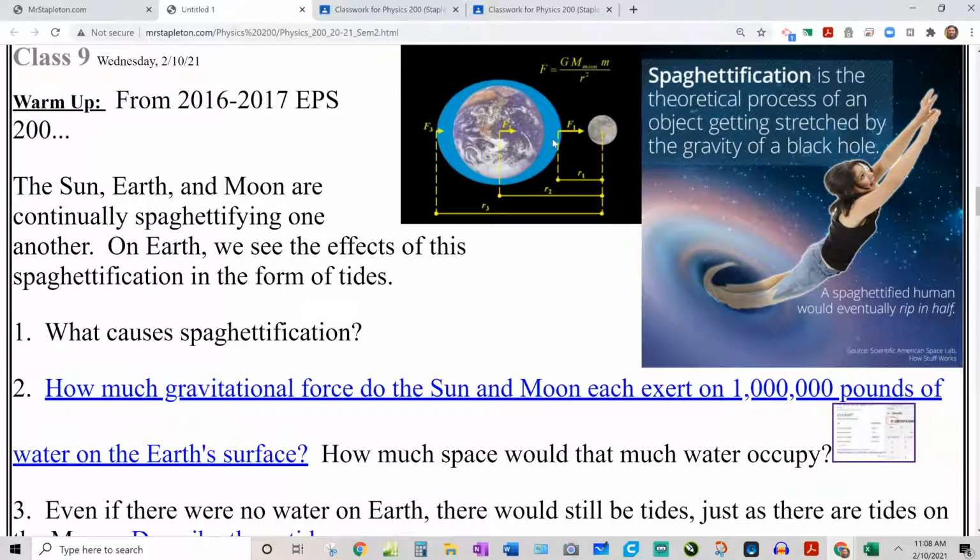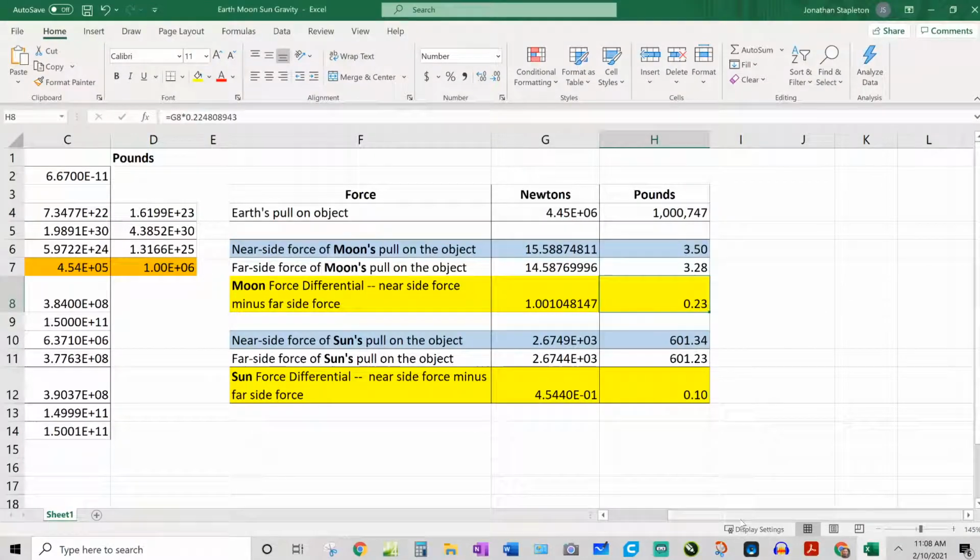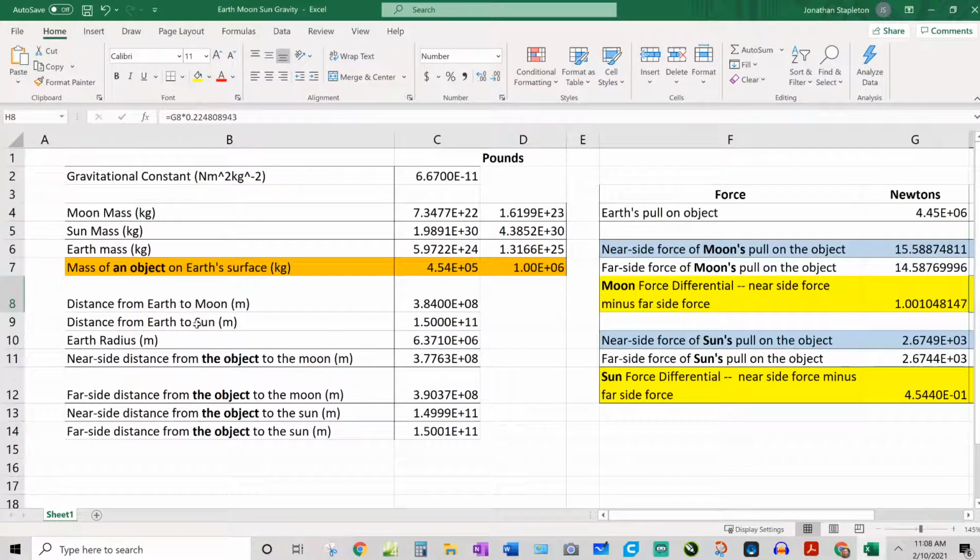I'll just go to my spreadsheet and show you this. It's kind of interesting. I could see the reasoning either way. So the left side of the spreadsheet is where I've got all my data, like the masses of all these objects. And this one, where it says the mass of an object on the Earth's surface, this so-called object is 1,000 pounds of water. It actually comes out to not exactly 1,000 pounds of water. Sorry, not 1,000, 1,000,000 pounds of water.